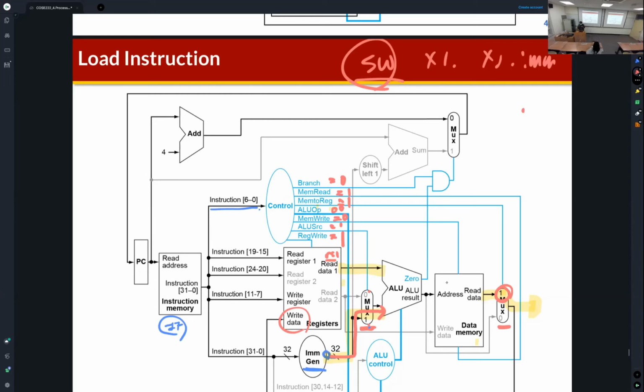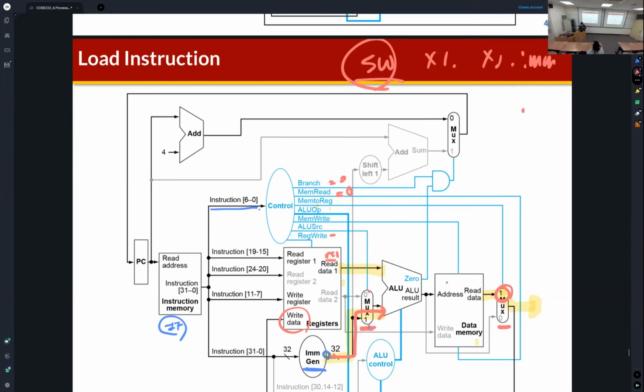If you know the definition of the store instruction, we can easily determine its control signals. The branch is 0 because it's not a branch instruction, and mem read is 0 because it's a store instruction. For the store instruction, the memory is not read. The data is stored to the data memory. So memory read is 0.